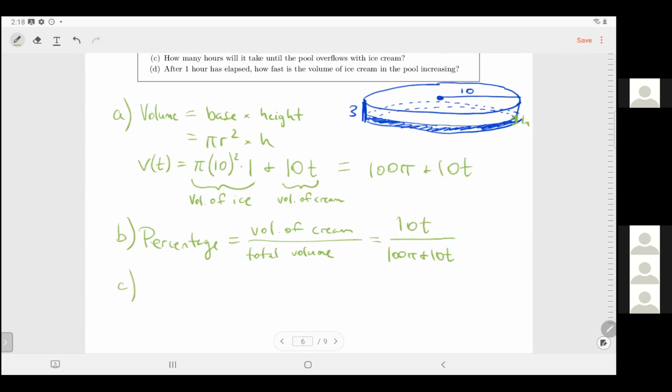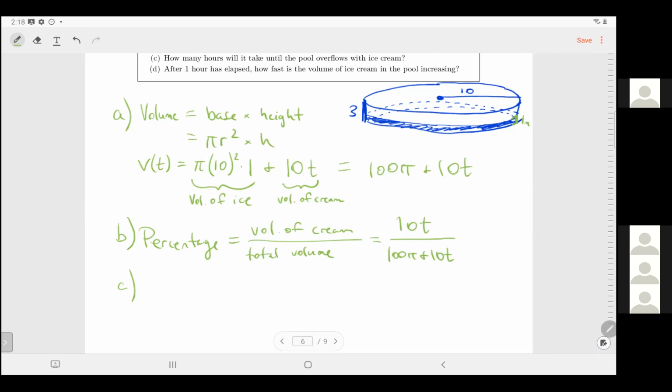Okay, C, how many hours will it take until the pool overflows? The moment it overflows is when the pool is full. So I could ask, equivalently, how many hours will it take until the pool is full? How would we figure that out? It's like an equation I could say in words. Wouldn't you find the maximum, so the derivative?